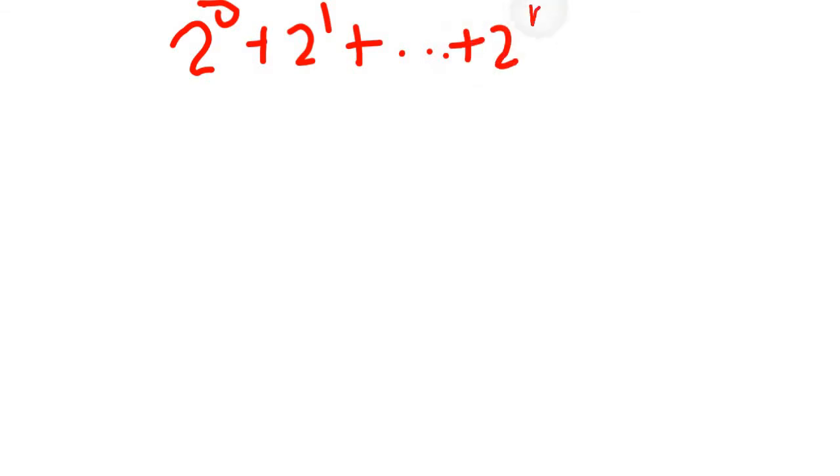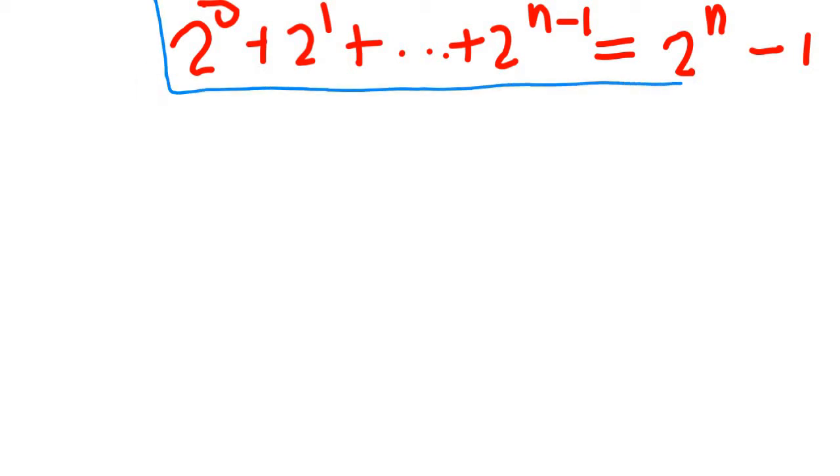Again, that is because it started at 0. So the property really will be 2 to the 0 plus 2 to the 1 plus, and so on, up to 2 to the n minus 1. That is equal to 2 to the n, quantity minus 1. So this is what we will be proving by induction.